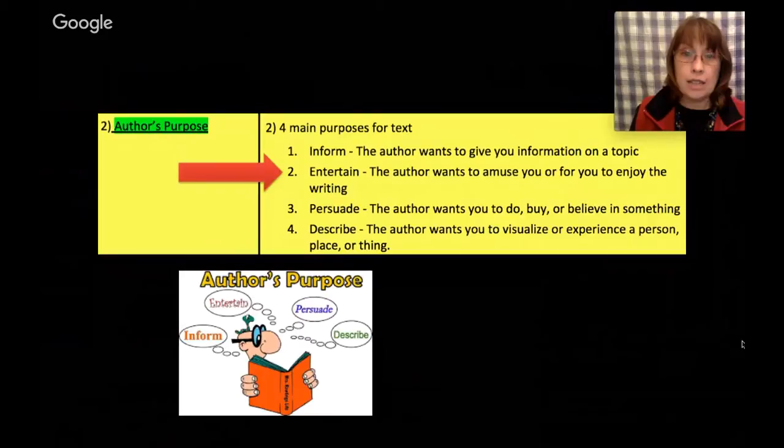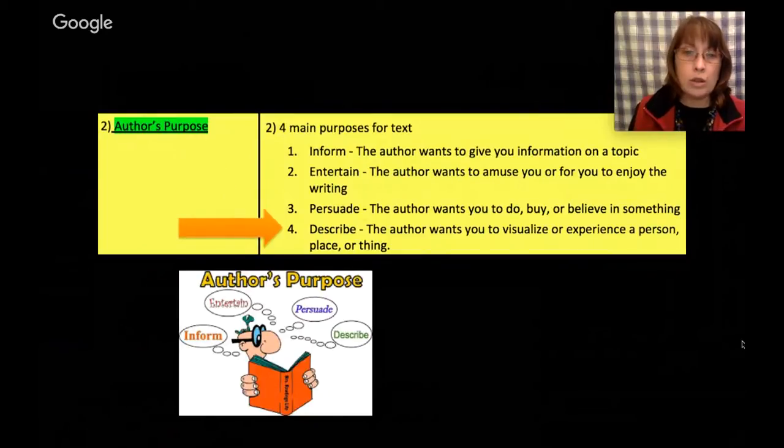The next is entertain. The author wants to amuse you or for you to enjoy the writing. Most often that's a story. Number three, persuade. The author wants you to do, buy, or believe in something. So they want you to agree with them or do something after you're done reading it.